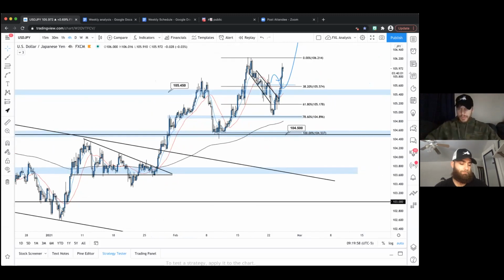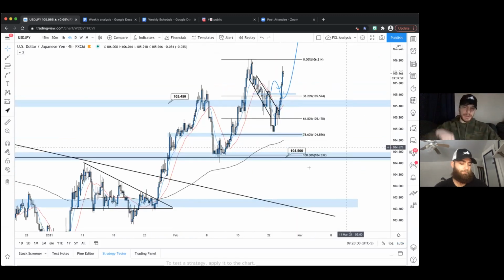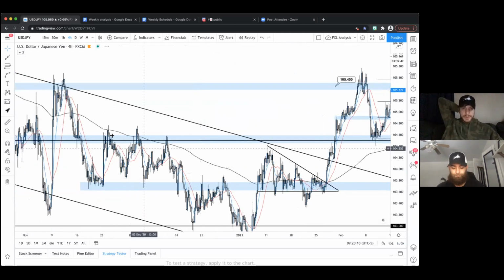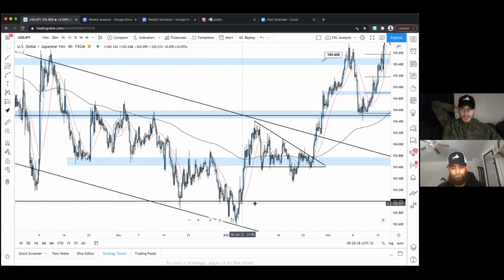Okay, we broke back above 104.5, which has been the key level for a few years now. It was acting as major support of a huge structure for a very long time. We saw that break to the downside over here. This was the only real true break of 104.5 in years, right here, and then it dropped. It dropped down to 103.